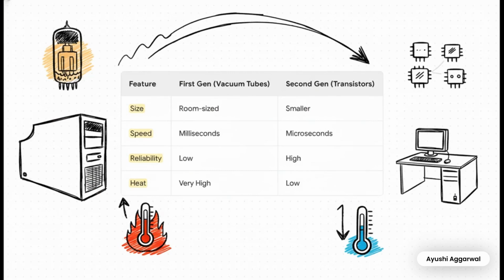And wow, just look at this table. It really shows the night and day difference the transistor made. Check out that jump in speed. We're going from milliseconds to microseconds. Do you know what that means? That's 1,000 times faster. Computers weren't room-sized anymore.